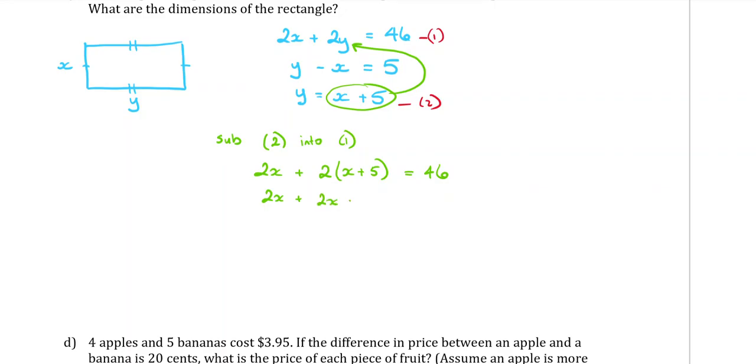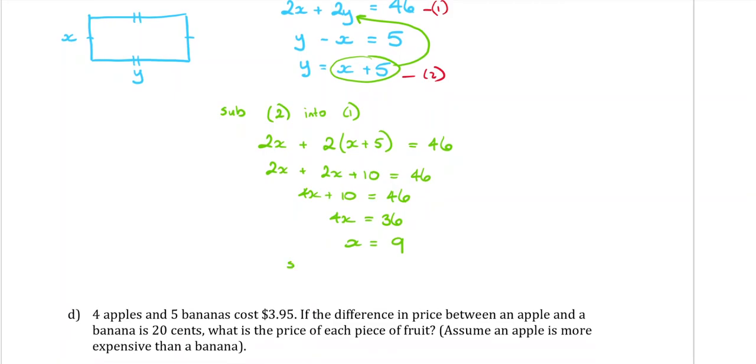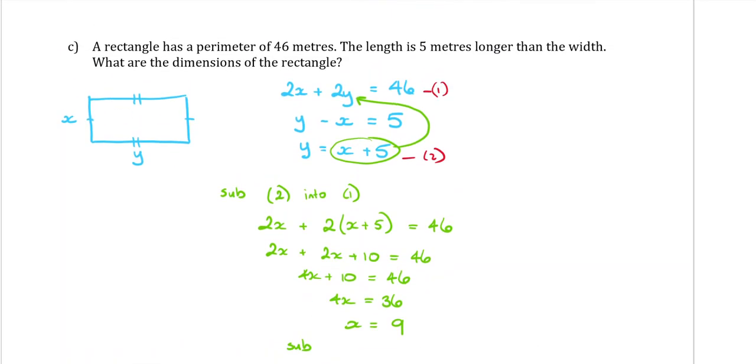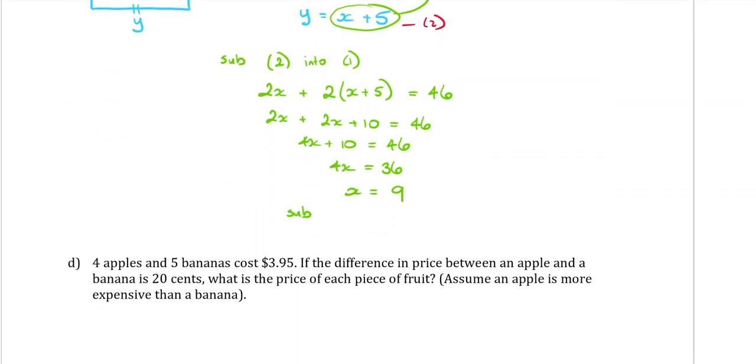2x plus 2x plus 10 equals 46. 2x plus 2x makes 4x plus 10 equals 46. Minus the 10, we get 4x equals 36. And divide by 4, we get x is equal to 9. Sub back in. Let's have a look what equation we'll sub into. Let's sub into equation 2. So that is y equals x, which is 9, plus 5, which gives 14.